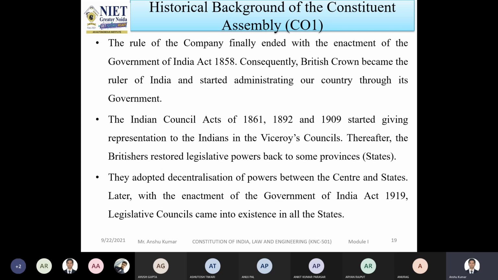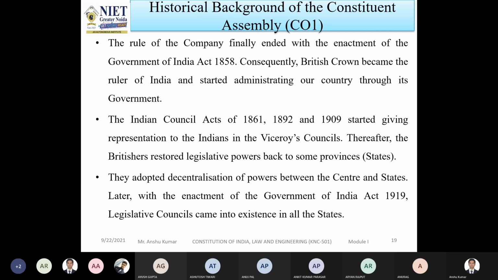The British Crown became the ruler of India and started administering our country through its government. That means the British government directly took over the control of Indian territory. And the Indian Councils Acts of 1861, 1892, 1909 started giving representation to Indians in the Viceroy's Council. After 1858, the Governor General of India also became the Viceroy. If anyone asks who was the first Viceroy of India, if you remember, tell me. Otherwise, I'm just going to tell you.